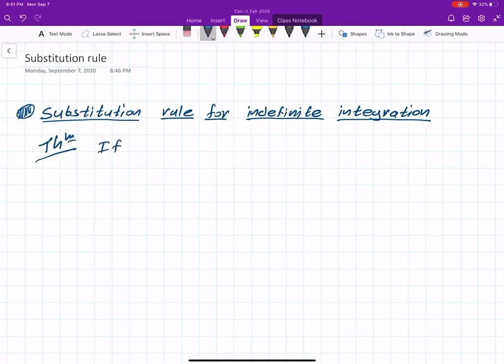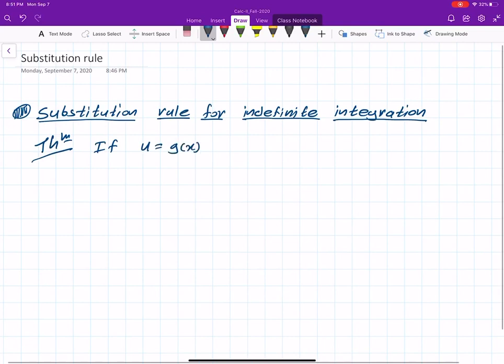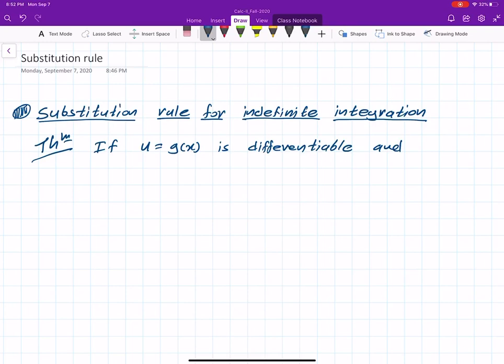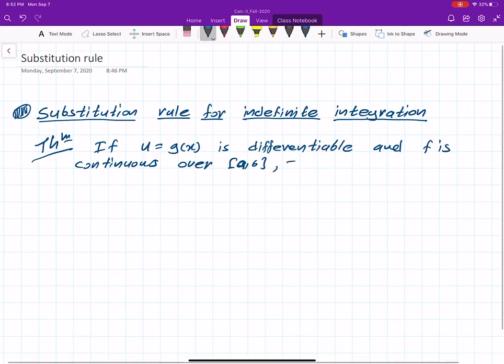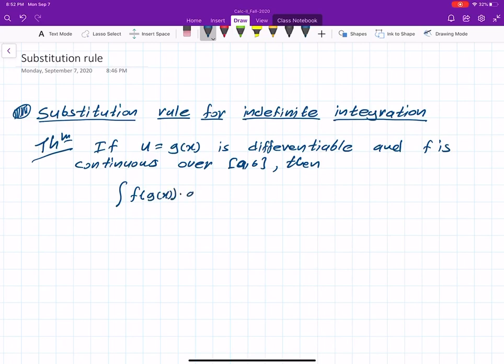If u equals g of x is differentiable and f is continuous over [a, b], then the integral of f of g of x times g prime of x dx equals the integral of f of u du. All right, so this is the theorem.